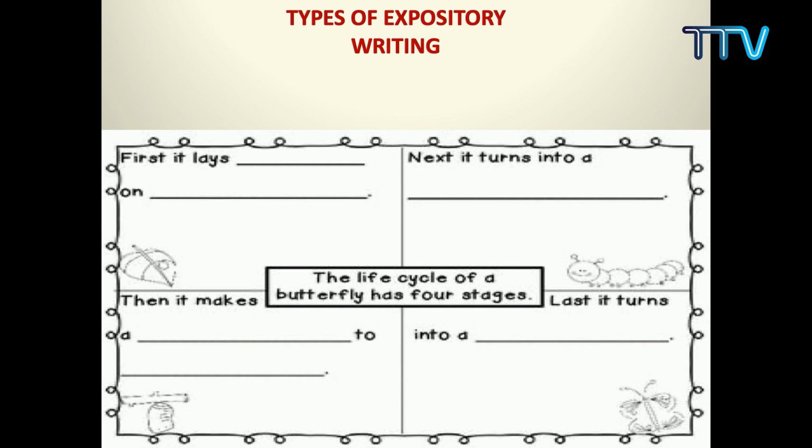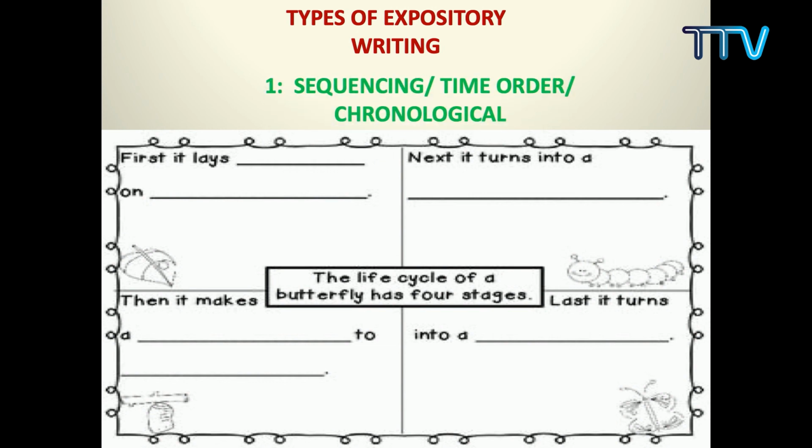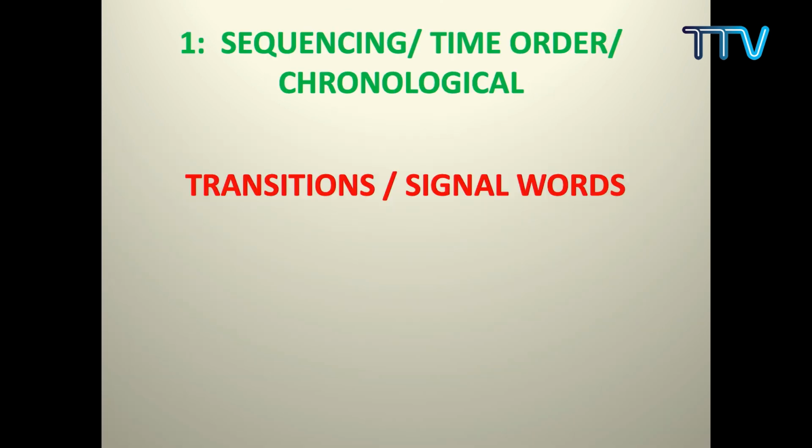If you look at that small graphic organizer, as we call it, you will clearly see that all these events followed in proper order: first, next, then, last. This type of writing is called expository writing. We will do this in a later session also. From the types of writing, especially expository writing, in this first session I've just given you some information about sequencing, time order, chronological order. These are all under the same.